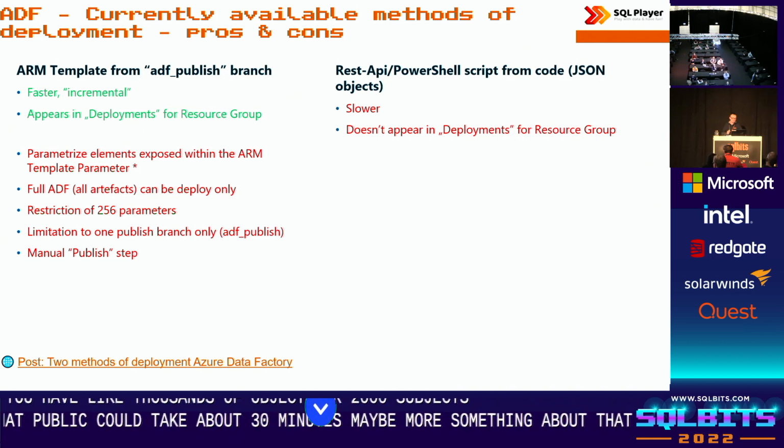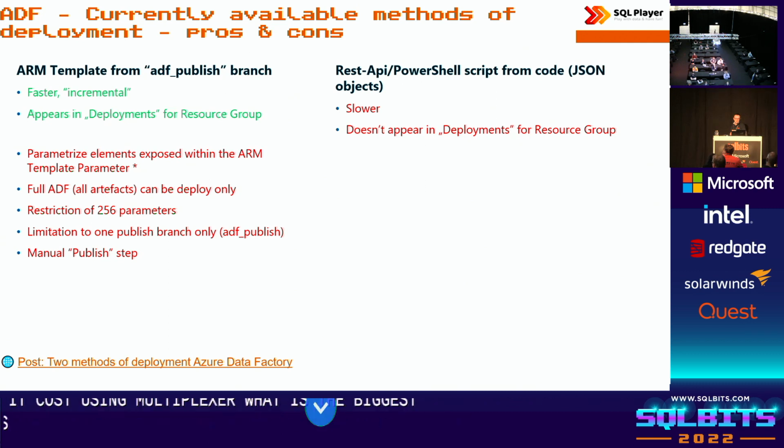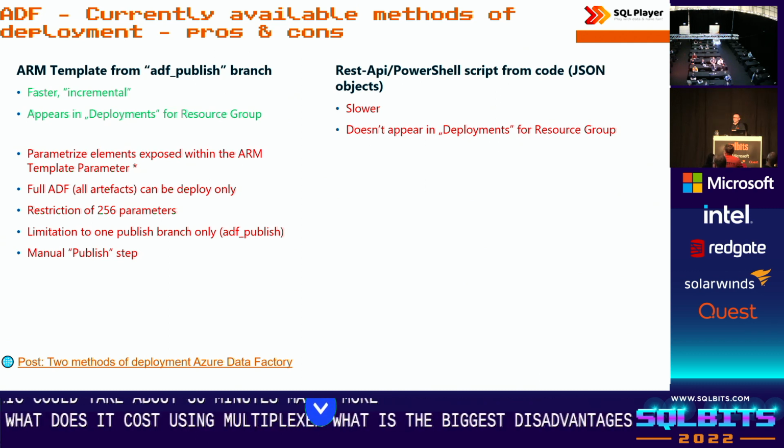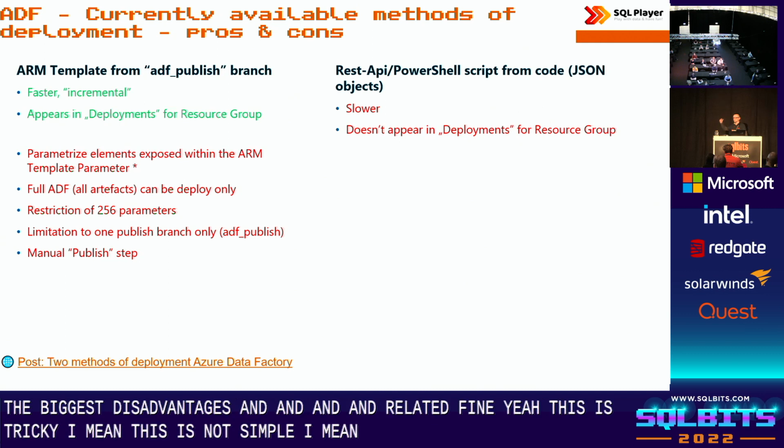What are the cons of using ARM templates? What are the biggest disadvantages? First of all, you need to parameterize the elements and expose them in the ARM template and the related file. This is tricky. I mean, this is not simple. I know that we can do that, but if you saw that file, how you can define those things is not very useful. It's a little bit crazy. When I first saw that, it was like wow.